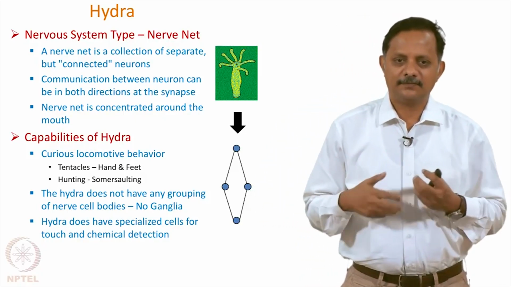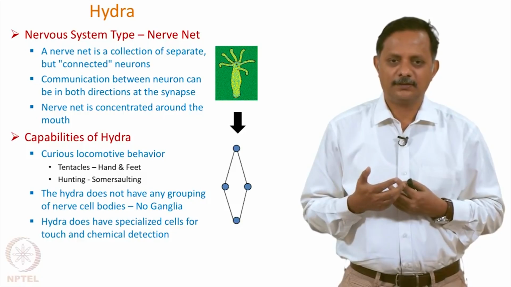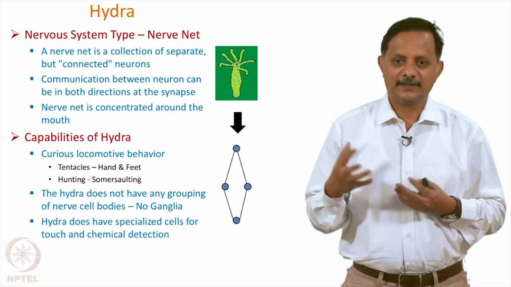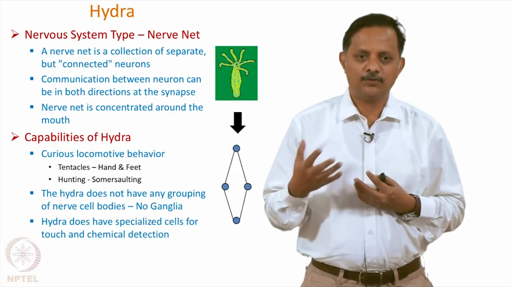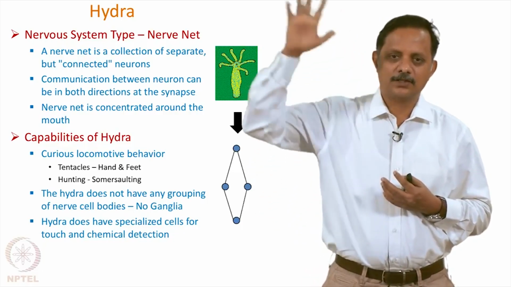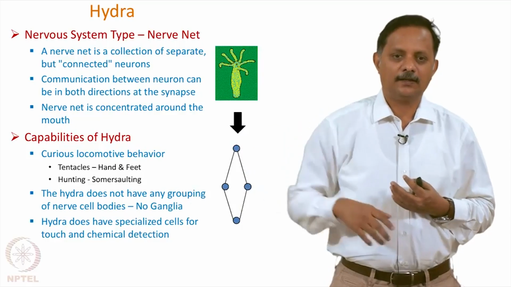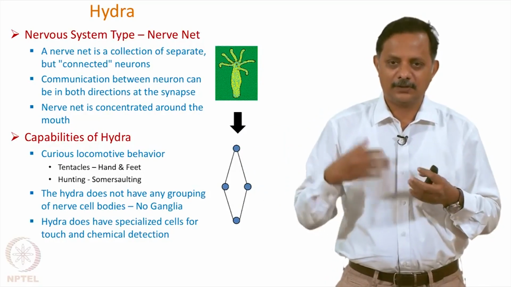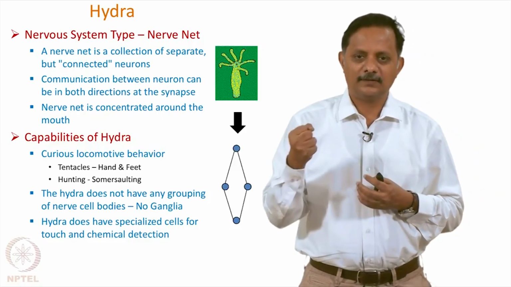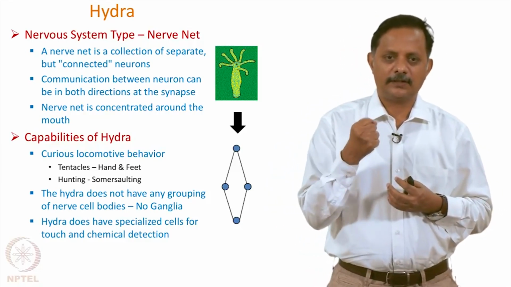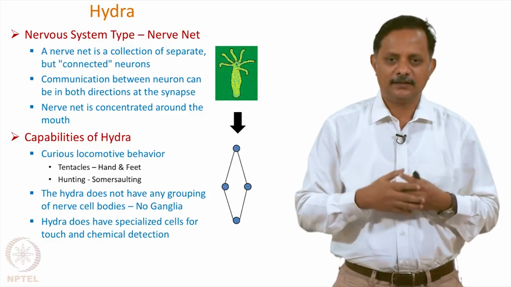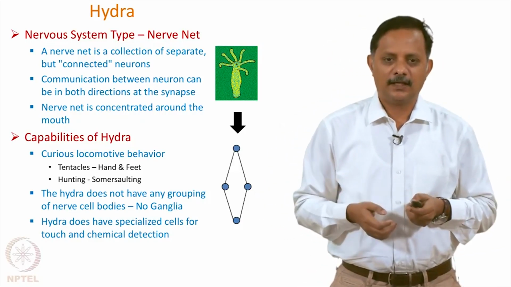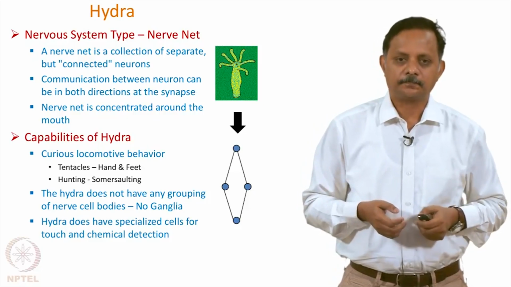So, and it has a strange kind of locomotive behavior. So, with these tentacles which act like hands and feet, it moves around through a kind of strange somersaulting movement. And there are no ganglia, like some of the higher organisms we will see soon have clusters of neurons which are called ganglia, but Hydra does not have any ganglia, it just has this diffuse nerve net, and it also has specialized cells for touch and chemical detection.